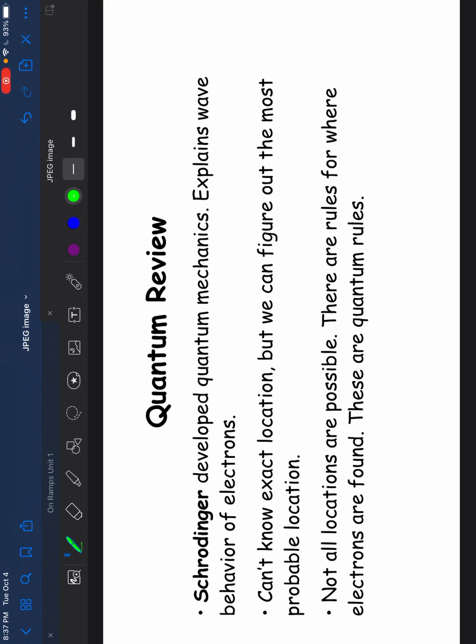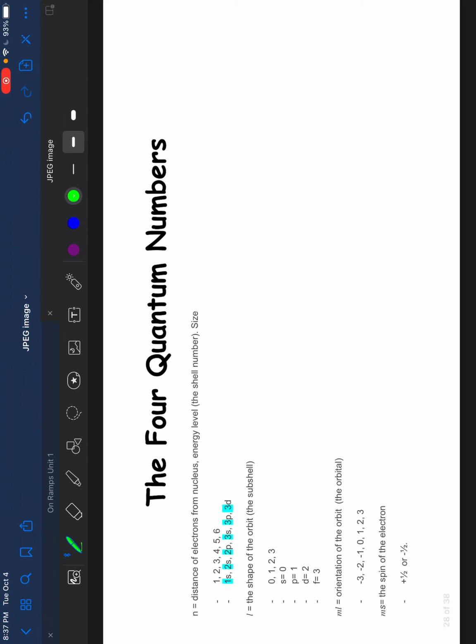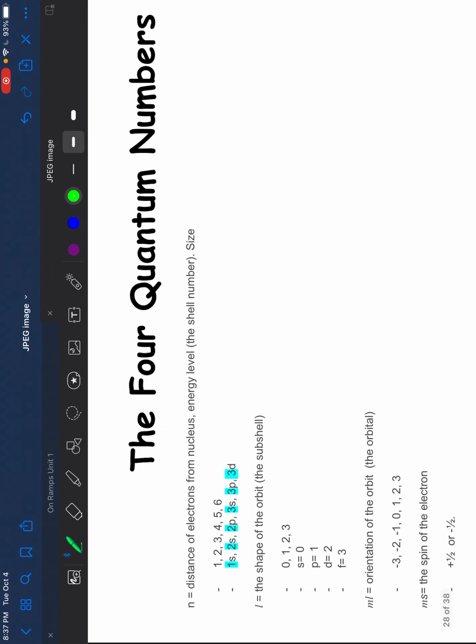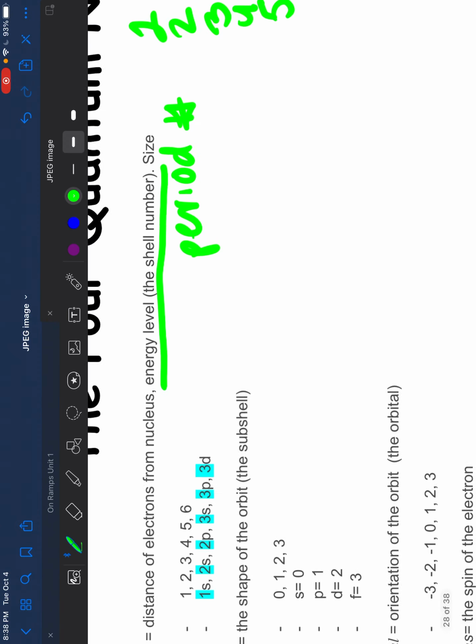Not all locations are possible, and that's why we get the quantum number boundaries. There are rules for where electrons can be found. Okay, so n is going to be your distance away from the nucleus, your energy level, also known as your shell number. So n is typically your period number. It could be 1, 2, 3, 4, 5, and so on.